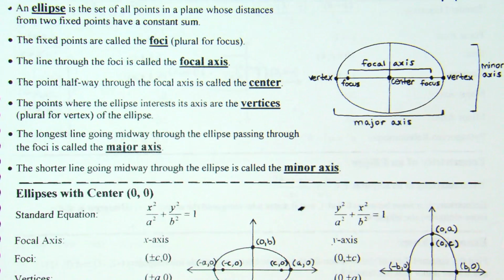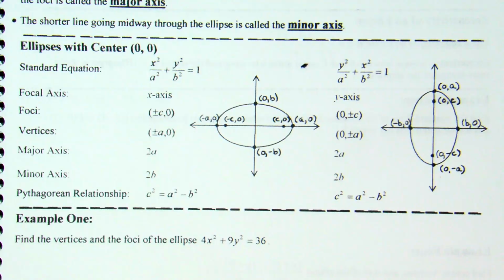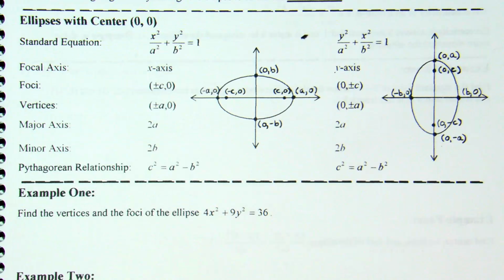So, now on the front side of the notes, what we're going to talk about today is specifically ellipses that are centered at 0, 0. Eventually, when we flip to the back side, we'll talk about ellipses that are centered at (h, k). In other words, ellipses that move left, right, up, down. But right now, trying to keep it easy, just talking about ellipses with a center of 0, 0.